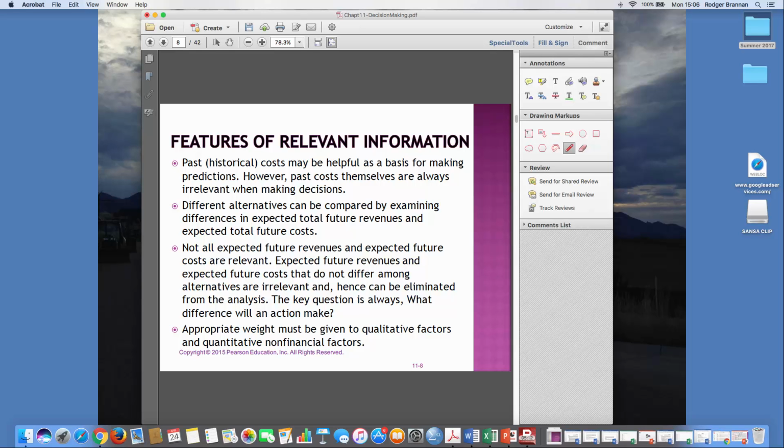For example, the cost of a machine and its associated depreciation would always be irrelevant in terms of making a decision. These are things that are always going to be important in terms of making a decision, but you also need to be careful that you don't allow something like sunk cost to affect the decision that you're making.